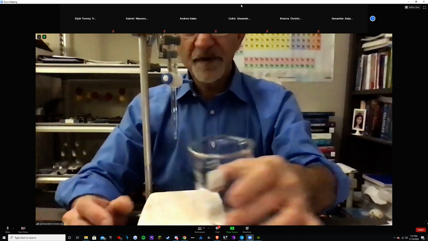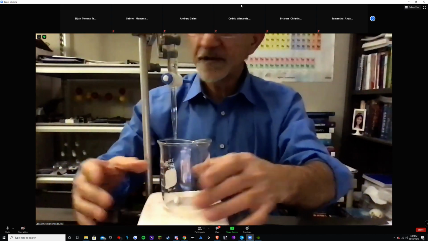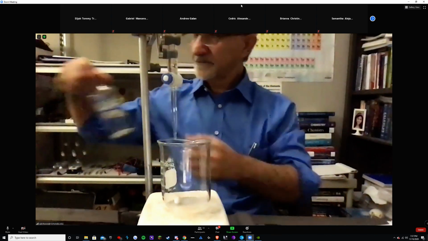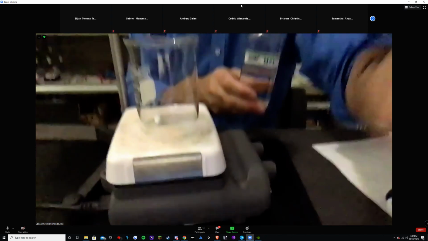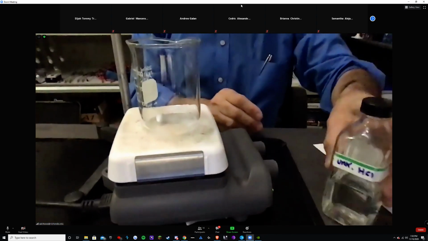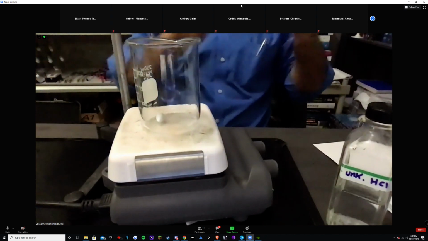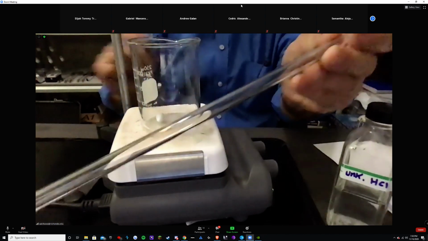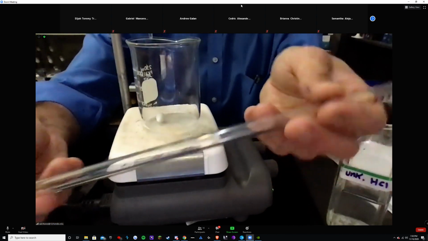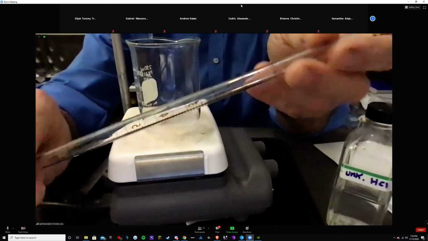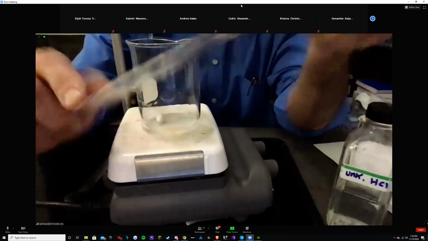So far, what I have is a magnet inside that beaker, and I want to measure 10 milliliters of this unknown acid. Now, how to measure 10 milliliters of that unknown acid? I'll be using the following technique. I have this glassware, a graduated cylinder. I want to measure 10 milliliters. So I want to scoop out 10 milliliters of this unknown acid and put it inside the beaker.